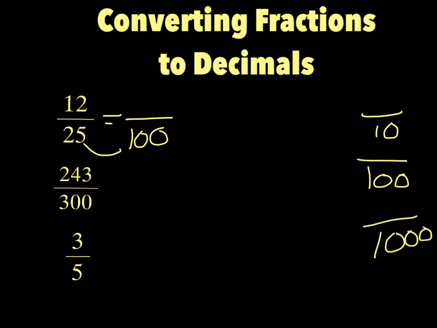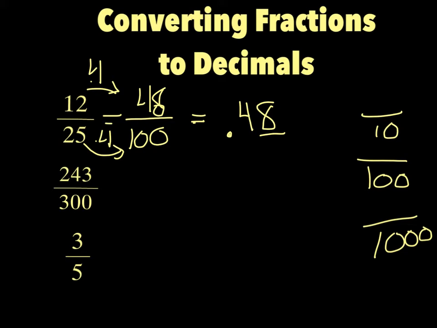So if I do this, I would multiply this by 4, and I would have to do the same thing to the number on top, which would give me 48 hundredths. And if we think about what that means, I have 48 hundredths, because it's in the hundredths place.